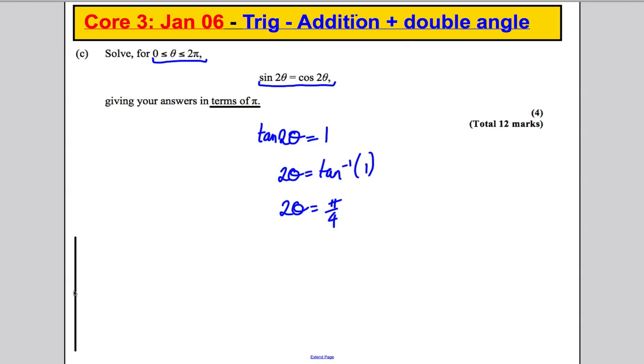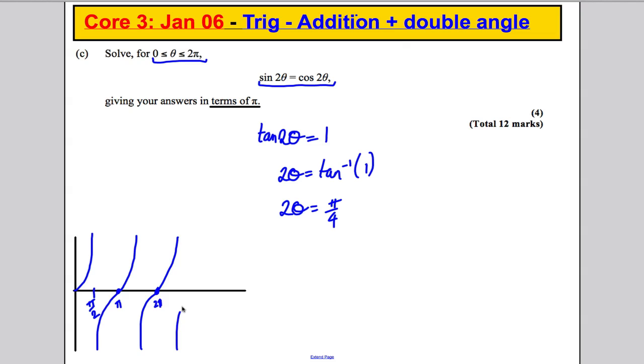We're looking for solutions between 0 and 2 pi. Because we're dealing with 2 theta here, I'm going to look between 0 and 4 pi. So here that would be pi by 2. This point here would be pi. This point here would be 2 pi. This point here would be 3 pi. And this point coming up here would be 4 pi.